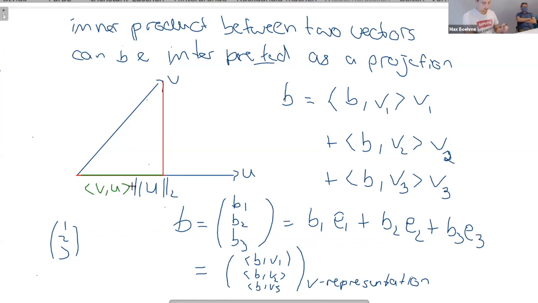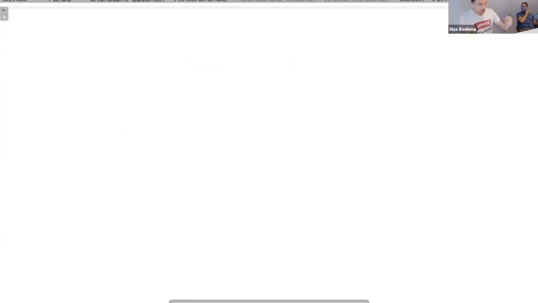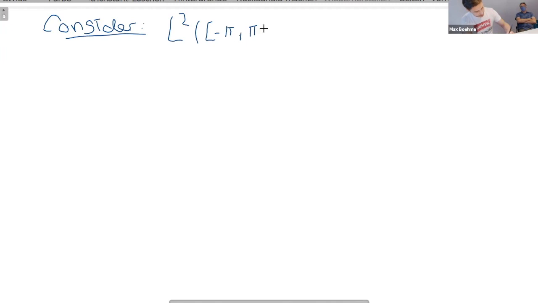Okay, now I just want to give you an example for an L space. For this case, we shall consider the L2 on a finite interval of minus pi and pi. And in explicit form, all the functions mapping from minus pi to pi.